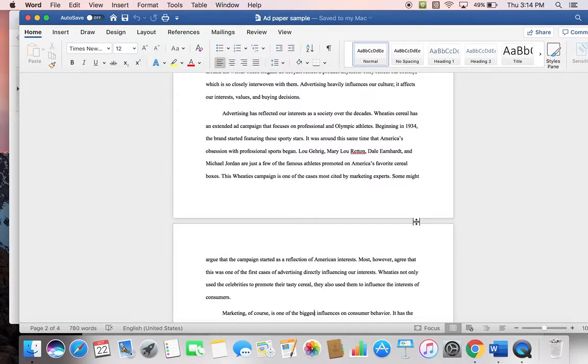Advertising has reflected our interests as a society over the decades. Wheaties cereal has an extended ad campaign that focuses on professional and Olympic athletes. Beginning in 1934, the brand started featuring these sporty stars. It was around this same time that America's obsession with professional sports began. Lou Gehrig, Mary Lou Retton, Dale Earnhardt, and Michael Jordan are just a few of the famous athletes promoted on America's favorite cereal boxes. This Wheaties campaign is one of the cases most cited by marketing experts.